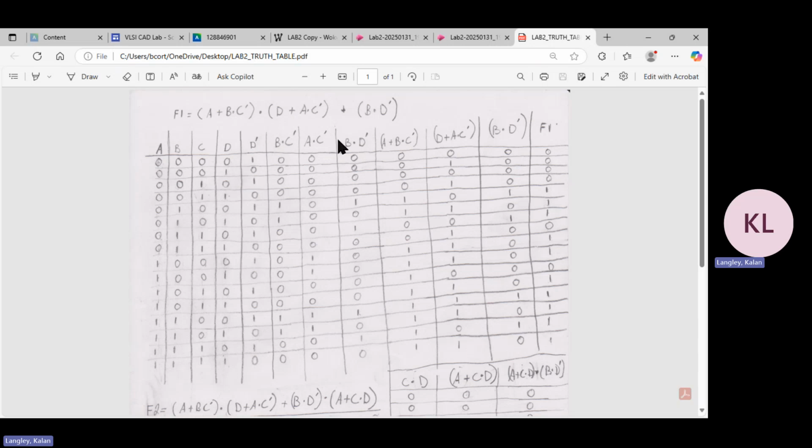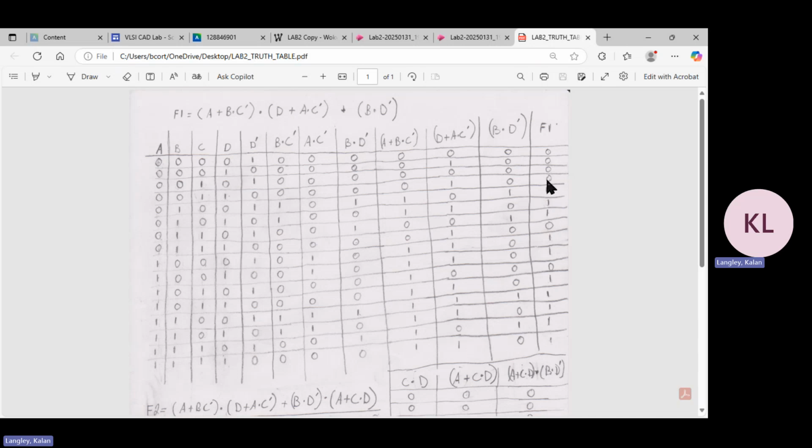And then I went ahead and solved for the rest of the expressions here. So starting in row 1, F1 is 0, 0, 0, 0, 1, 1, 1, 0, 1, 1, 0, 1, 1, 1, 1, 1.